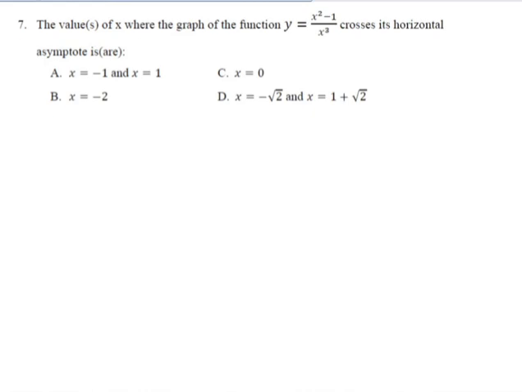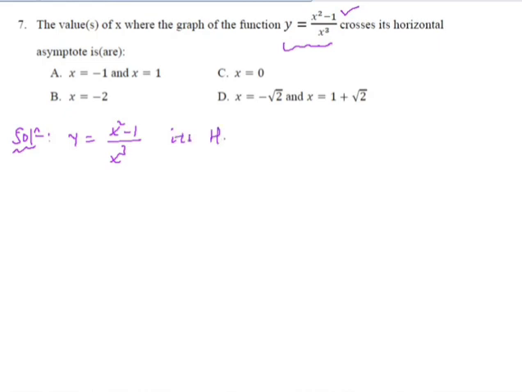The value of x where the graph of the function y equals x squared minus 1 over x cubed crosses its horizontal asymptote is, or are, what are the points of intersection of the horizontal asymptote and the given graph. So shortly, that is the question: we are asking for the point at which the horizontal asymptote and the given function intersect. Basically, the function y equals x squared minus 1 over x cubed has a horizontal asymptote.